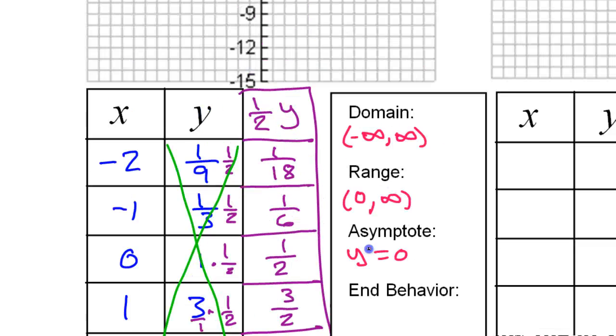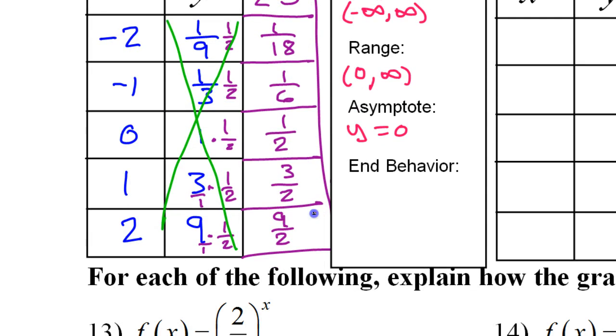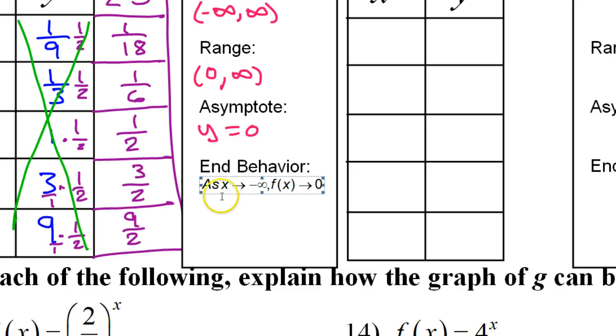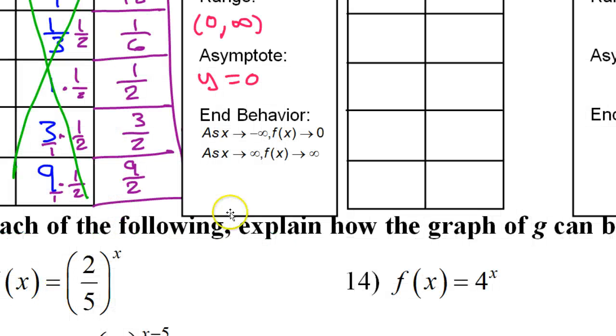And the end behavior is all about what's happening on the left and what's happening on the right. On the left, the graph is approaching the asymptote. So on the left, we're approaching 0. So as x approaches negative infinity, f of x approaches 0. On the right, as we go to the right, the graph goes up forever. So we're going to say as x approaches positive infinity, f of x approaches positive infinity.